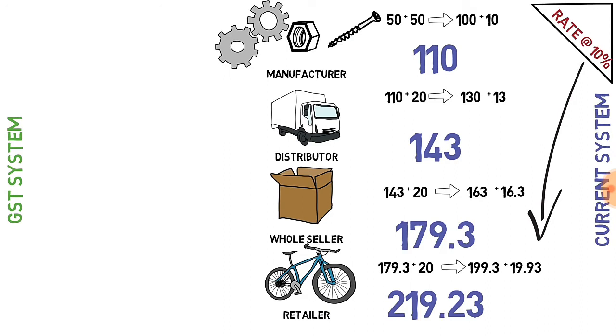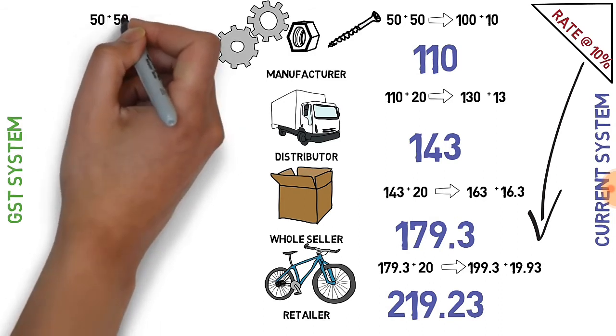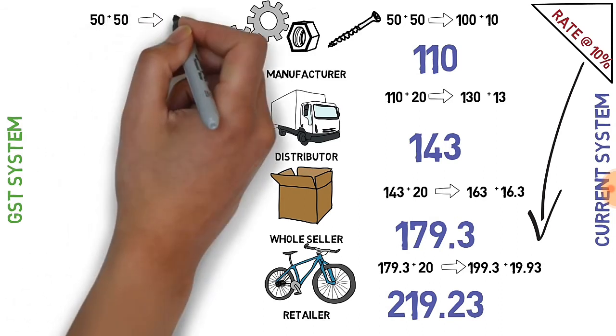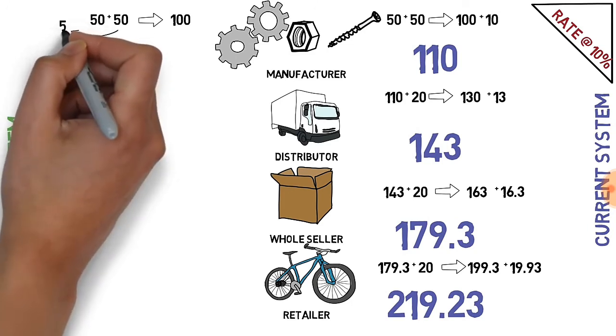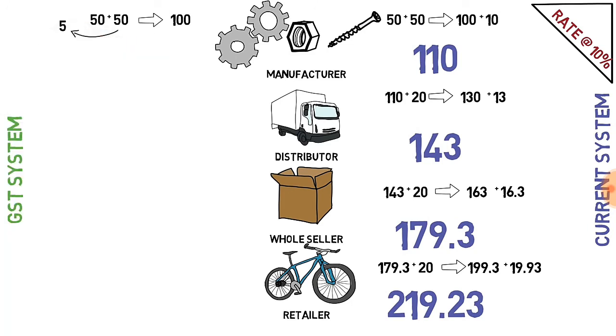Now we will take the same example in the GST system. Raw material of 50 rupees and the manufacturing value of 50 rupees make the product 100 rupees. But this time the manufacturer has to pay tax on the value added by him, which is 50 rupees. So he pays 10% of 50, which is 5, as tax from his profit. But the selling price will not increase and the cost of the product for the distributor is 100 rupees only.